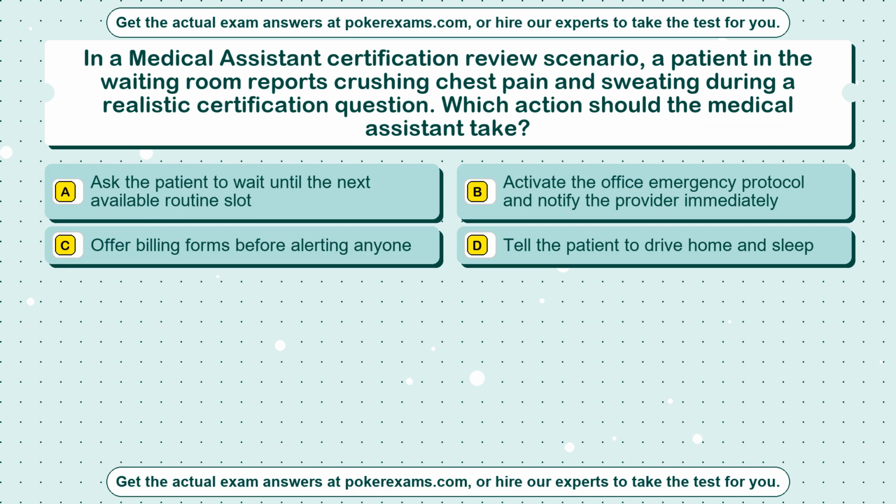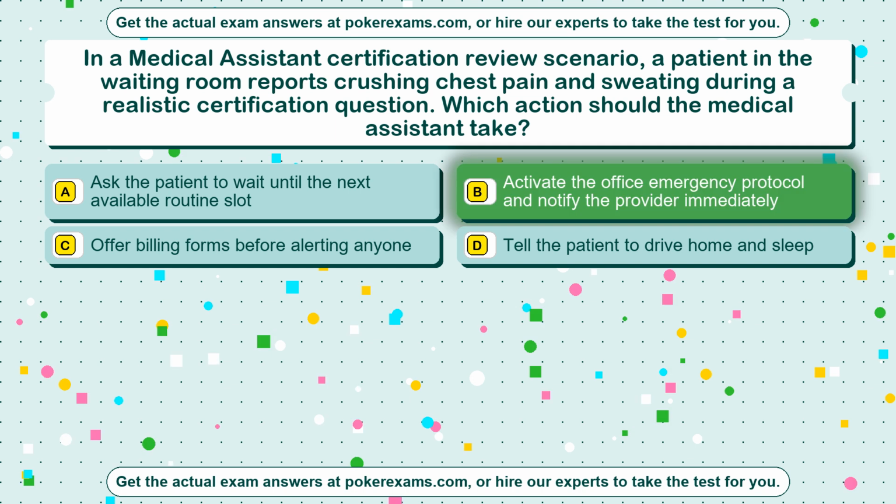Question 89. In a medical assistant certification review scenario, a patient in the waiting room reports crushing chest pain and sweating during a realistic certification question. Which action should the medical assistant take? Option A, ask the patient to wait until the next available routine slot. Option B, activate the office emergency protocol and notify the provider immediately. Option C, offer billing forms before alerting anyone. Option D, tell the patient to drive home and sleep.